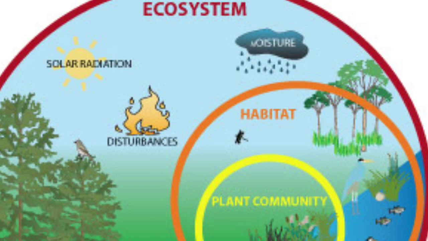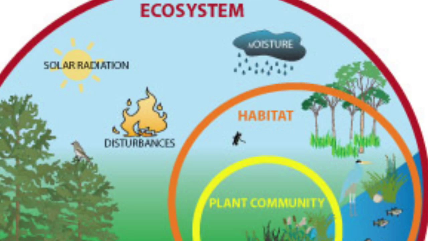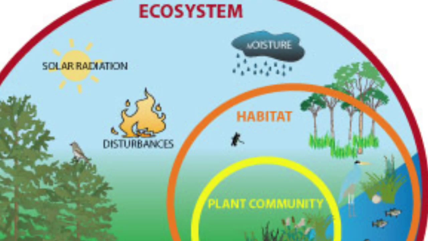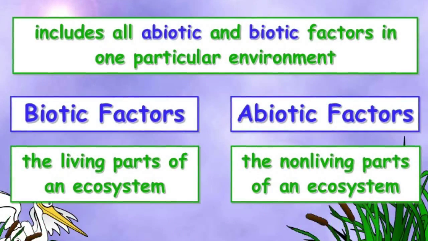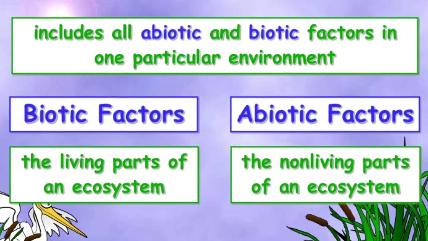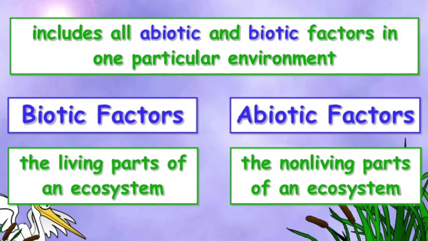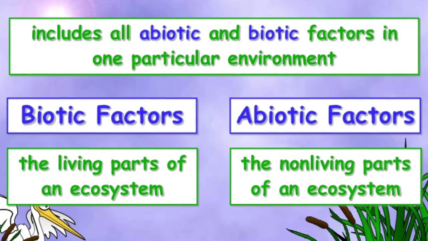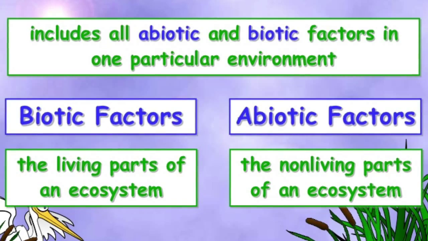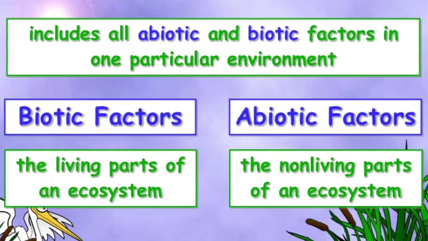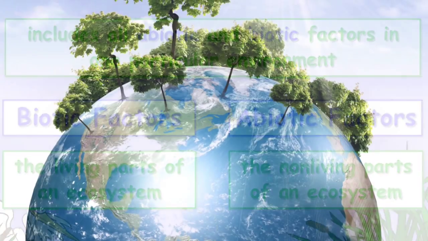I also want you to take note of the solar radiation, disturbances, and moisture little pictures on the screen. Those are called abiotic factors. Abiotic factors are factors that are not alive but that still affect an ecosystem, such as water, sunlight, wind, soil. Biotic factors are things that are alive that affect an ecosystem. Humans, deer, wolves, bacteria, things like that. Things that are alive. So again, the abiotic factors are the non-living parts of an ecosystem. The biotic factors are the living parts of an ecosystem.